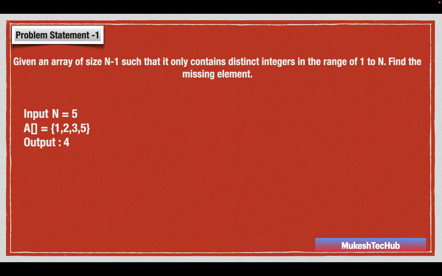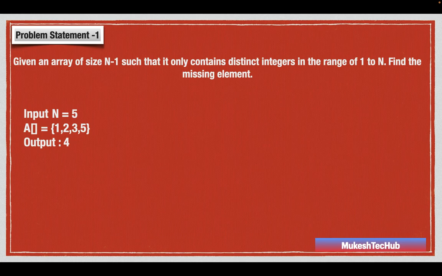So let me start with the very basic data structure problem statement. The problem statement is: given an array of size n minus 1 such that it only contains distinct integers in the range of 1 to n, find the missing element. So what the problem statement says is we have to find the missing element from the given input array. So here the input array is 1 2 3 4 5, not 4. Here the input array is 1 2 3 and 5. So here you can see 4 is missing.